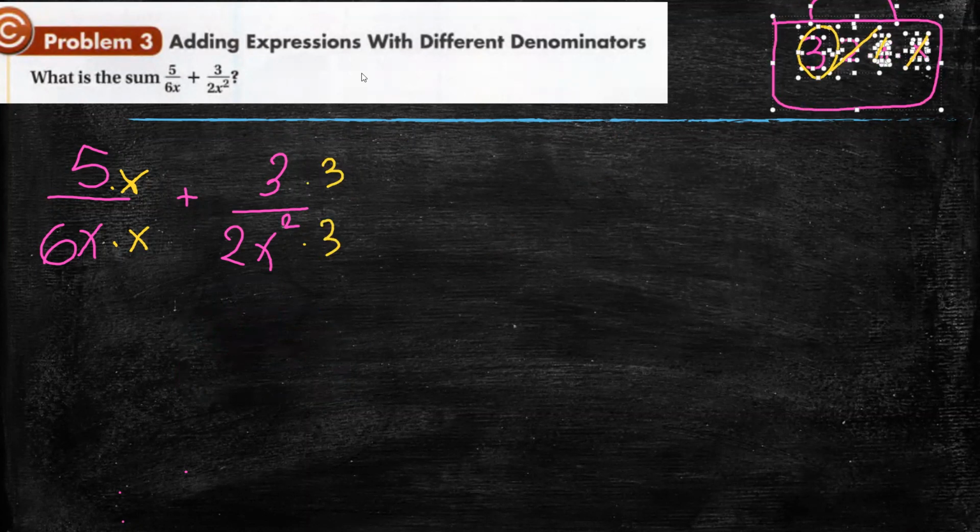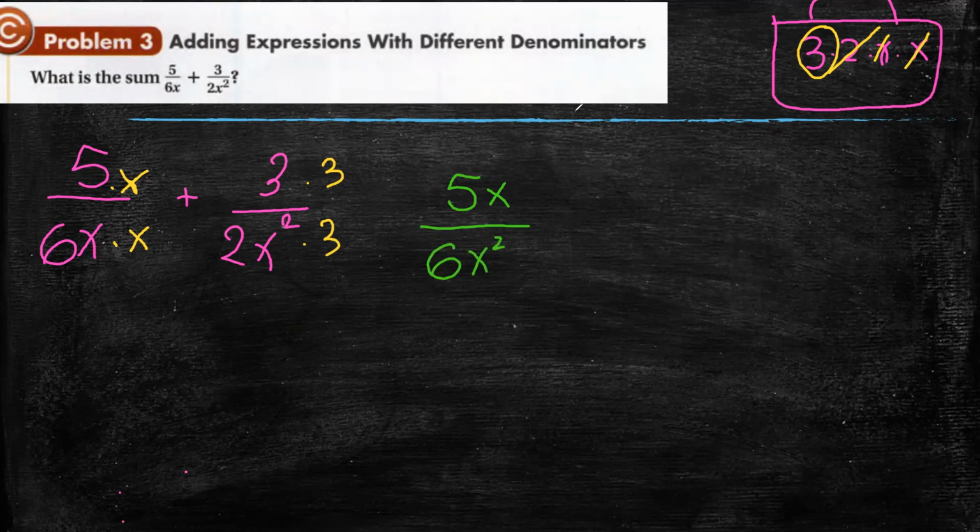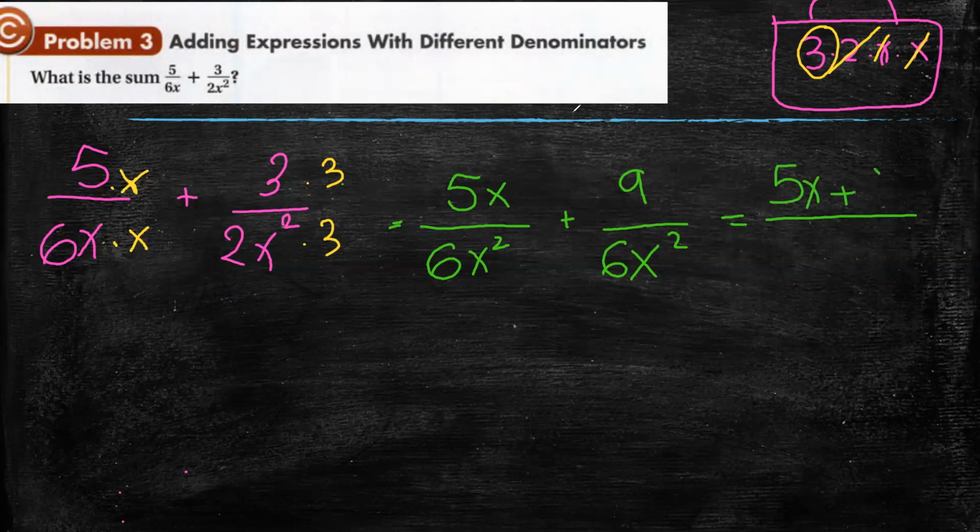Then let's come back here. Now, 5 times x is 5x. And 6x times x is 6x squared. Plus 3 times 3, which is 9. And 2x squared times 3, which is 6x squared. Now look at the denominators now. Are they the same? Yes, now they are the same. What do we have to do? We have to add them. 5x plus 9 over 6x squared.